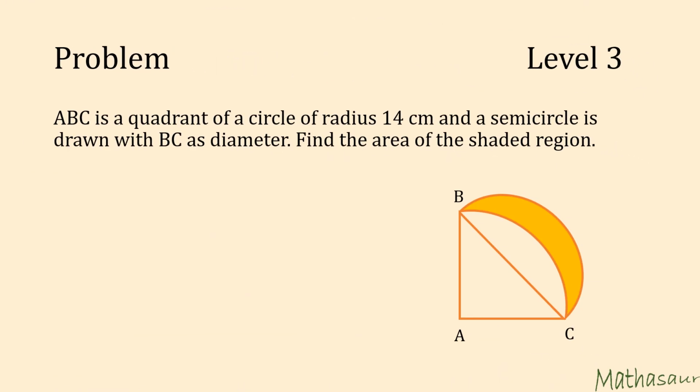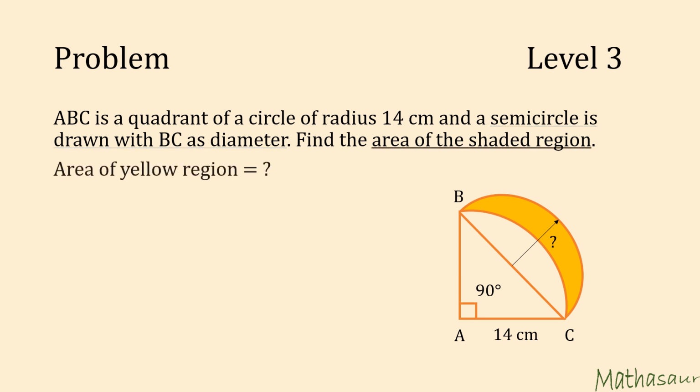Let us look at another problem. ABC is a quadrant of a circle of radius 14 centimeters and a semicircle is drawn with BC as diameter. Find the area of the shaded region. Now since it is a quadrant of a circle, angle A would be equal to 90 degrees. We are given that AC or radius of the quadrant is 14 centimeters. And we are given a semicircle with BC as diameter. Now we do not know the radius of this semicircle. And we have to find the area of the yellow region.